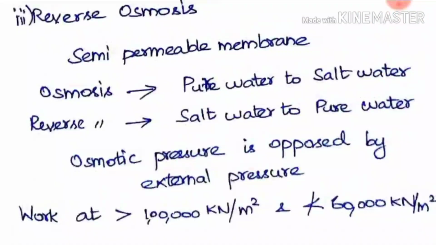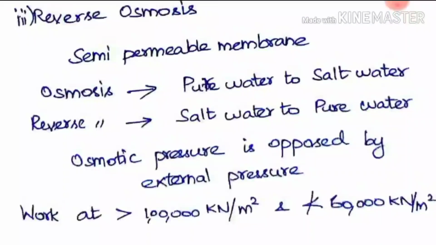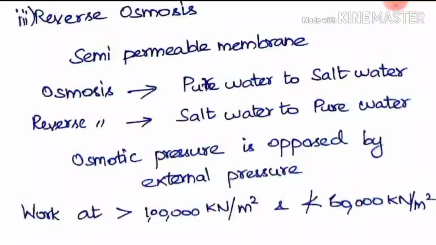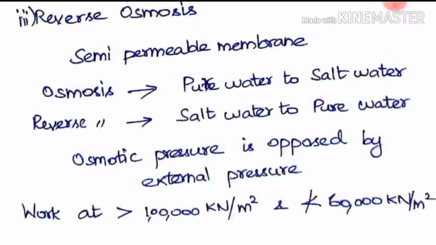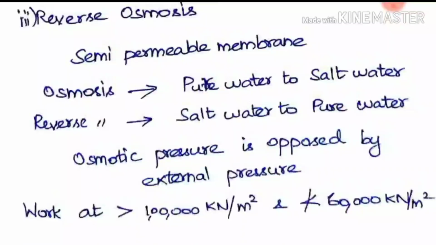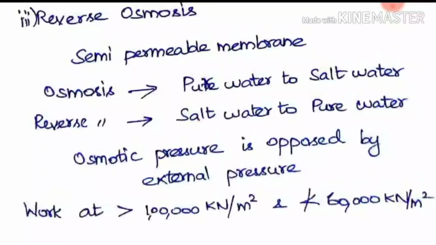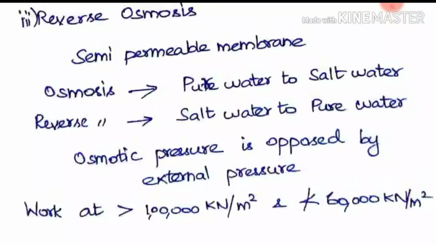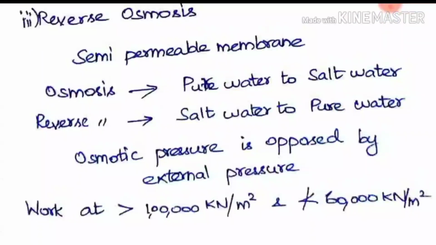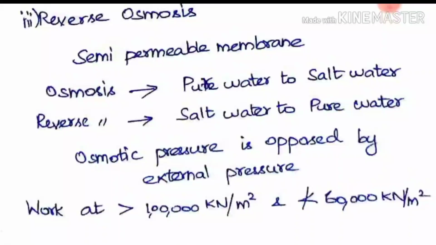And the next is the reverse osmosis method. As we know, in reverse osmosis a semi-permeable membrane is used so that the water can be passed from one side to another side. Normally, osmosis means when we keep a semi-permeable membrane between salt water and pure water, the pure water will move towards the salty content.